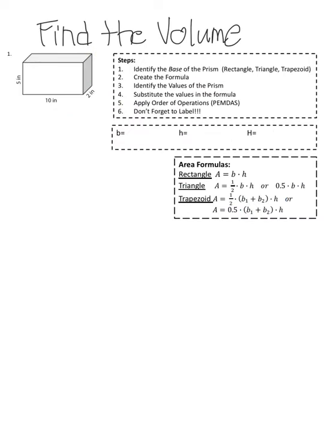All right, so we're going to continue with number 1, but this time we need to find the volume. So we already found the surface area of this prism. Now we want to find the volume. We're going to use these 6 steps to help us find the volume. So step number 1 is to identify the base of the prism. If we're looking at the shape, it looks like the base of the prism is a rectangle, so we know that's true. And now we need to create the formula.